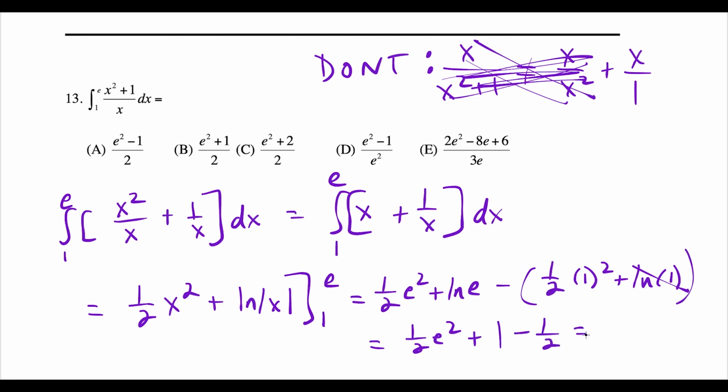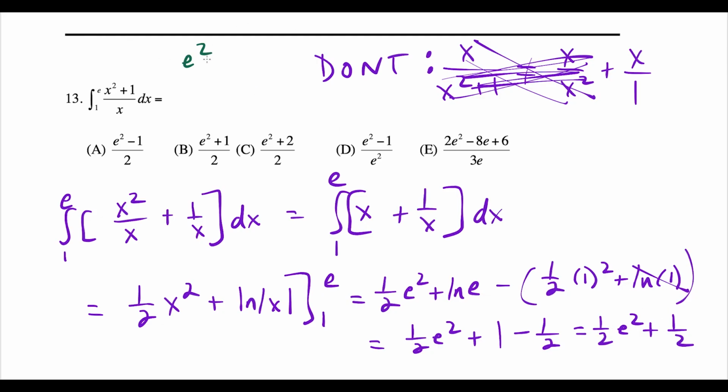So what this is going to give us is 1/2 e squared plus 1/2, and notice here our answer doesn't show up, but we just have to make common denominators here, which we already have. So this is e squared over 2 plus 1 over 2. And I'll write it over here in a different color.